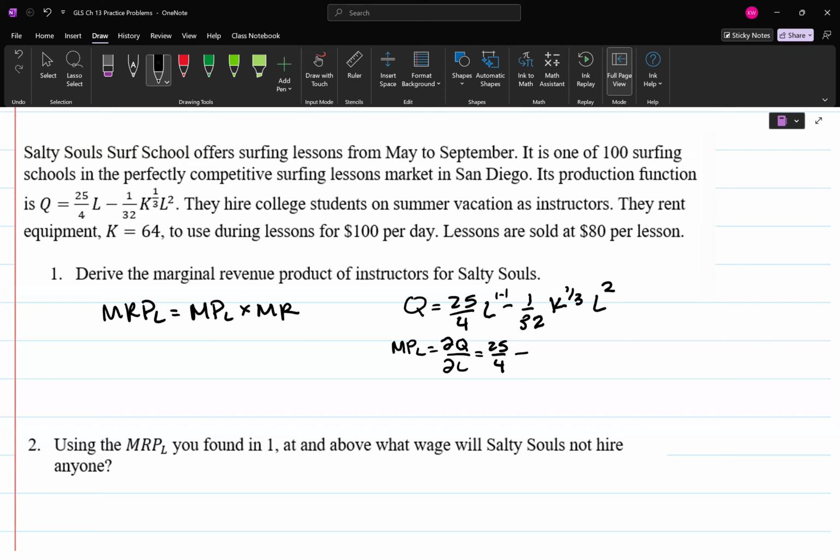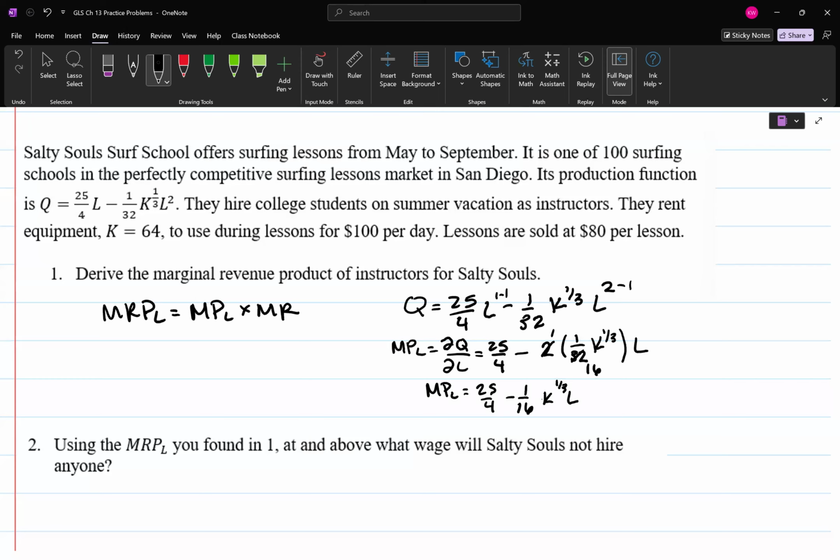And we're going to subtract from that the derivative of our second term. So here we have 1 over 32 times capital to the 1/3 power. Those are our constants modifying labor squared. So using the power rule, we're going to follow the same process. We'll have 2 times the constants here, so 1 over 32 times capital to the 1/3 power times labor, subtract 1 from that exponent, and we're left with labor to the 1 power. From here we can simplify, so the marginal product of labor is equal to 25 over 4 minus 1 over 16, right? 2 goes into itself once and into 32 16 times. So 1 over 16 times capital to the 1/3 power times labor.